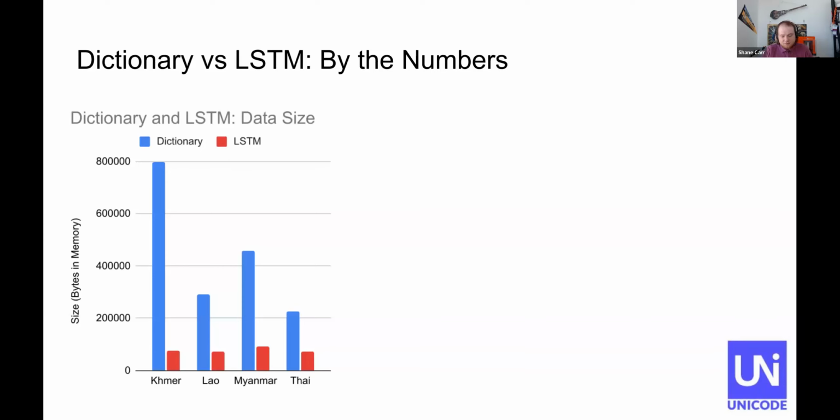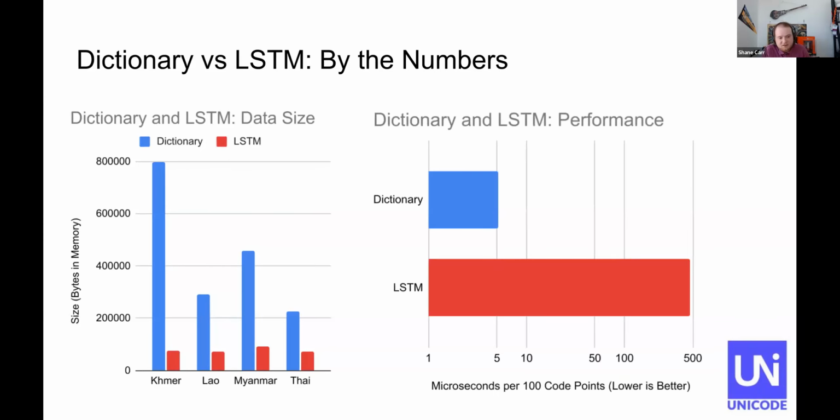The catch is when it comes to performance. On this next slide, you can see the dictionary is quite a bit faster, since a lower bar is faster than the LSTM. Also note that this is on a logarithmic scale. So the LSTM is about 2 orders of magnitude less efficient than the dictionary.